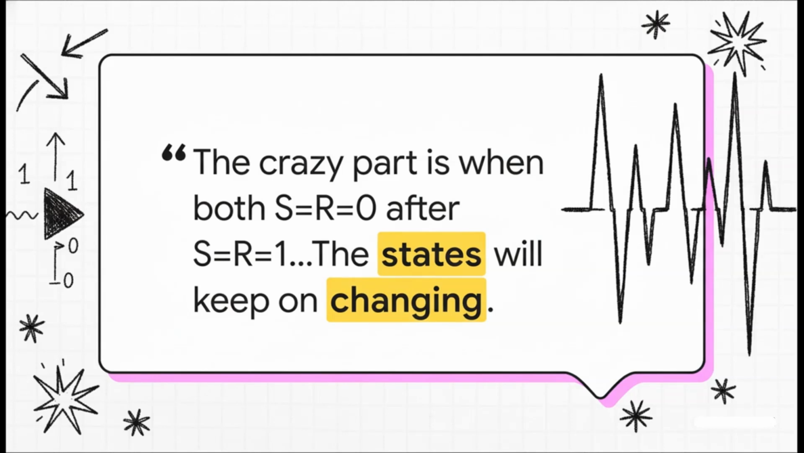A user on Reddit put it perfectly. The real problem isn't just being in the forbidden state. It's trying to leave it. When the inputs switch from both being 1 back to both being 0, the two gates start this frantic race to see which one settles first. The output can just bounce back and forth wildly between 1 and 0, completely unstable.